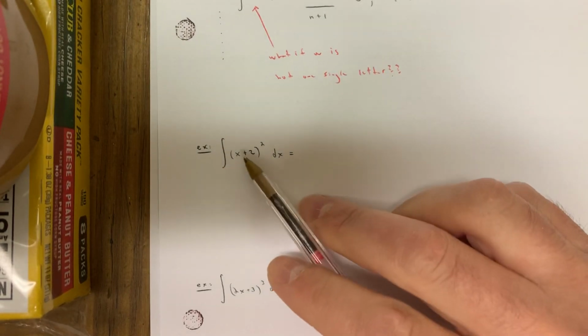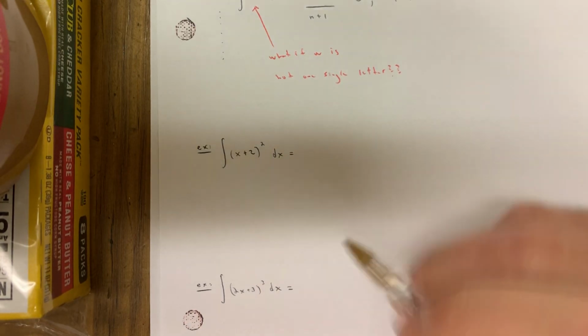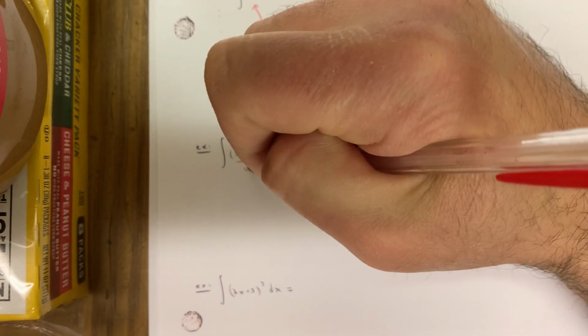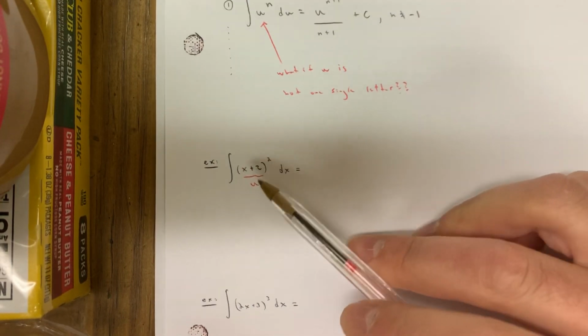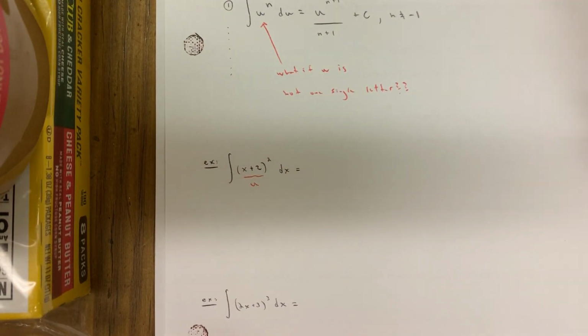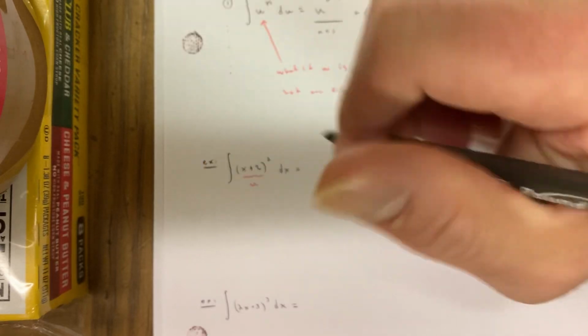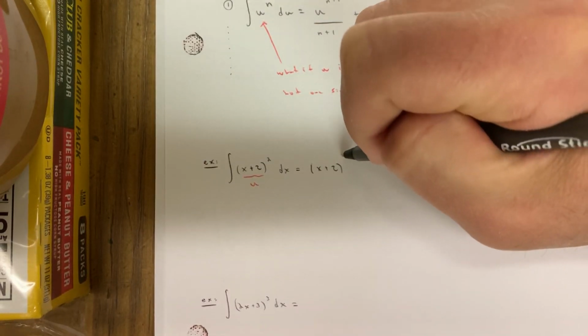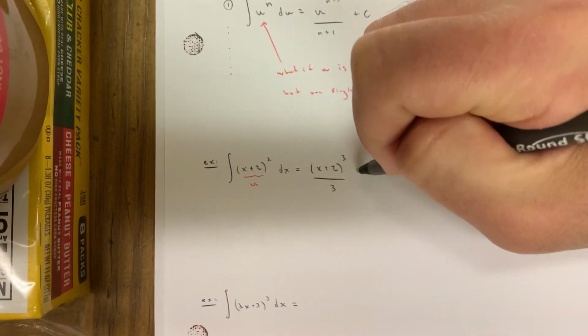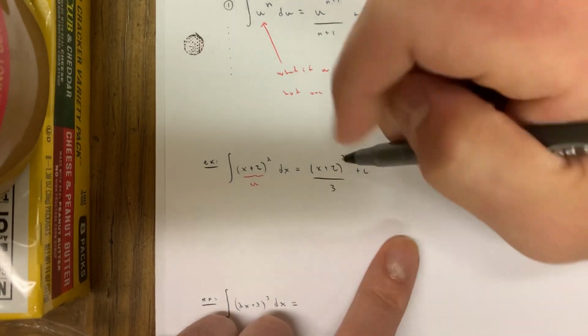Over here, some people just try to treat this like it's one single letter. They're like, you know what, this is my u right here. Instead of saying x plus 2 quantity squared, I'll think about it as u squared. And then if you want to integrate something squared, one single letter, you rewrite that letter, add 1 to the exponent, divide by that number, add c. And this is actually correct, believe it or not.